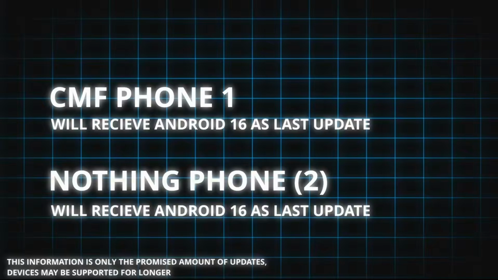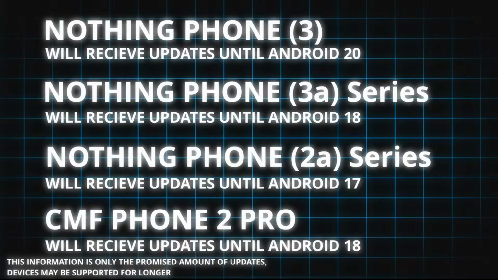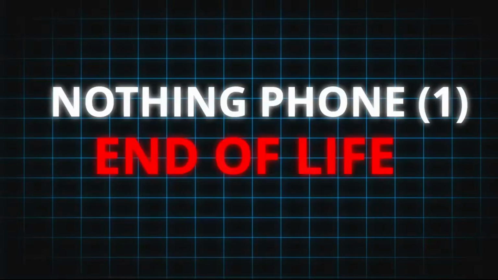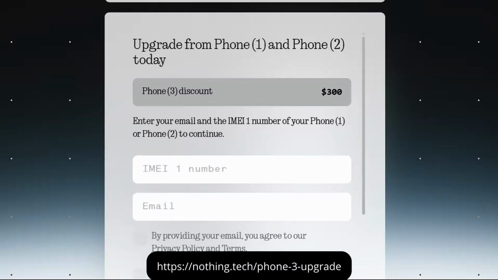So the Nothing Phone 2, 3, 3A and 3A Pro will get Nothing OS 4.0 as well as all the CMF phones. But sadly the Nothing Phone 1 will not get the Nothing OS 4.0 update as it has reached end of life. And Nothing wants to make their customers happy. So what they've done is that if you have a Nothing Phone 1 or a Nothing Phone 2, they'll actually give you a $250 coupon code for a Nothing Phone 3 if you input your IMEI number, just for owning the device, which I think is pretty incredible.